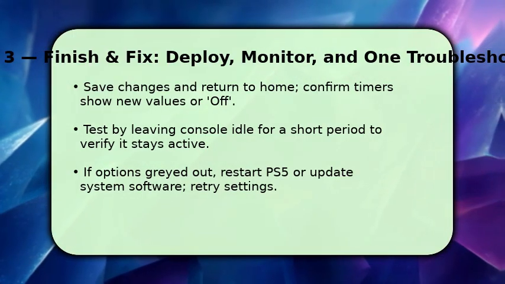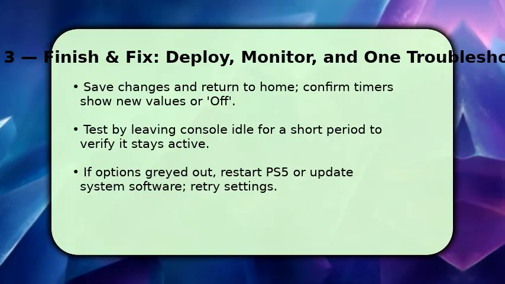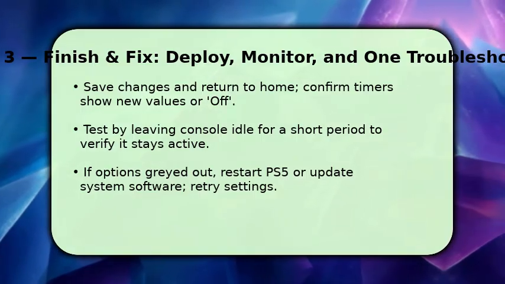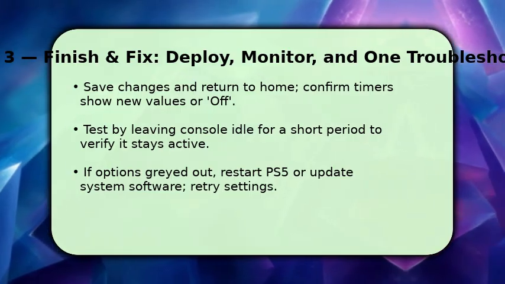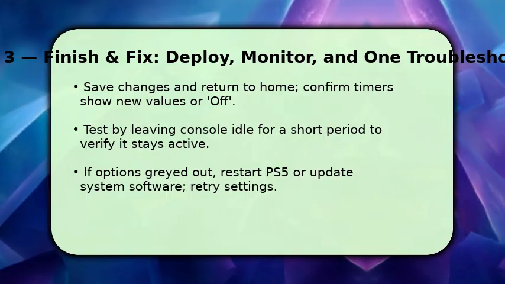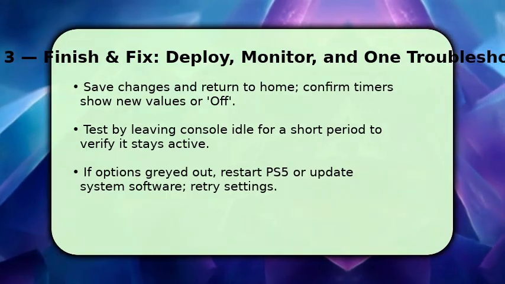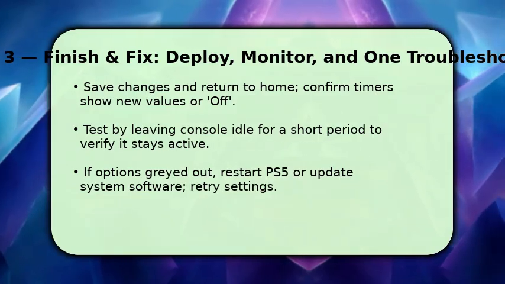To test, leave the console idle for a few minutes to ensure it doesn't enter rest mode. If it still does, restart the PS5 and recheck the same settings. If menu options are grayed out, make sure system software is up to date, then reboot and retry. If problems persist, power cycle by fully shutting down and unplugging for 30 seconds before trying changes again.